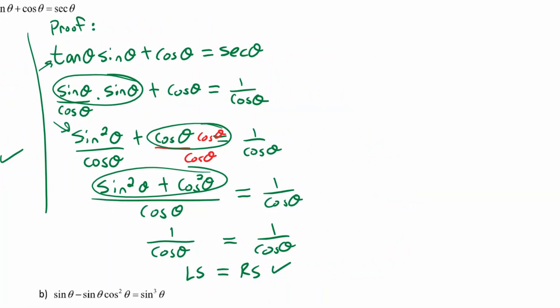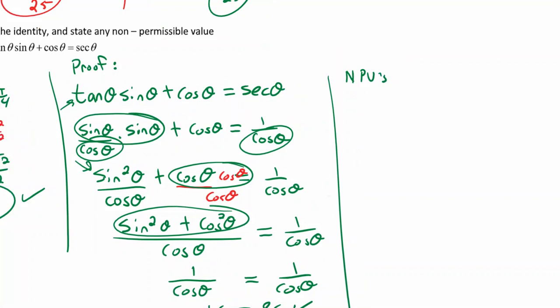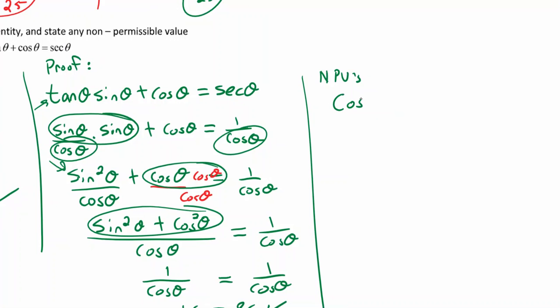All right, and then lastly, we want to find our non-permissible values, NPVs. The only place that we really are dividing by 0 here, that has the potential to, is really at cos, because of that one and because of that one. So we just have to make sure that we account for that. So cos theta is not allowed to equal 0. Okay, so where does that happen? That would be at pi over 2 plus pi n, where n is a member of the integers.